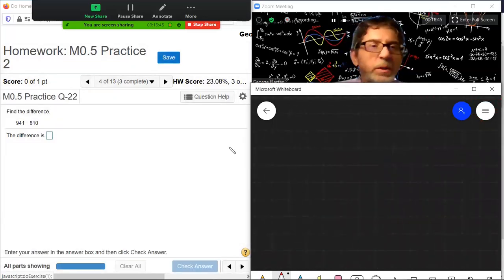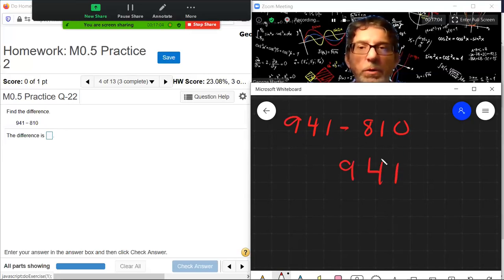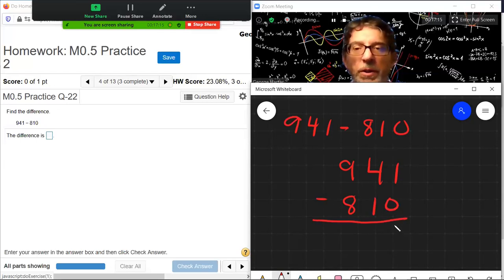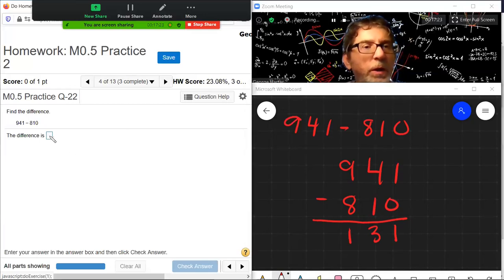This is somewhat similar. They're still horizontal subtraction problems. It's just now that they're 3 digits long. So not a big difference in the way we're going to do this. The leftmost number goes on top. The rightmost number goes on the bottom. And we subtract. 1 minus 0 is still 1. 4 minus 1 is 3. 9 minus 8 is 1. So our answer is 131.